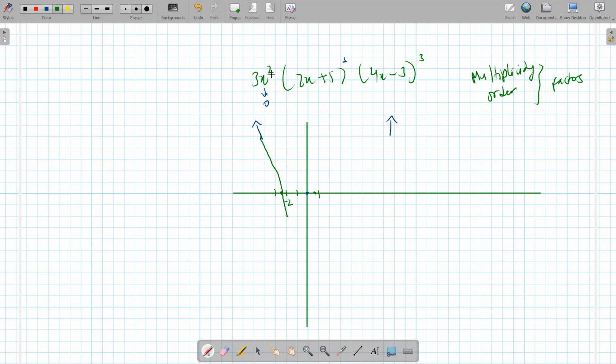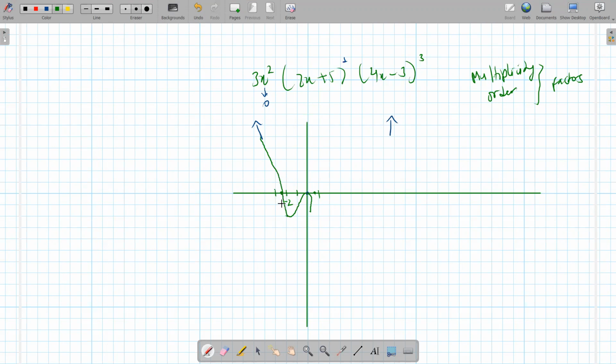So if the order is 2, what that means is that there's going to be a parabola or a turning point at that x-intercept. So this one has a multiplicity of 2. That's why there's a turning point at the origin. And then finally, what's the multiplicity of this one? 3. So 3 means it's going to act as a cubic function, okay?